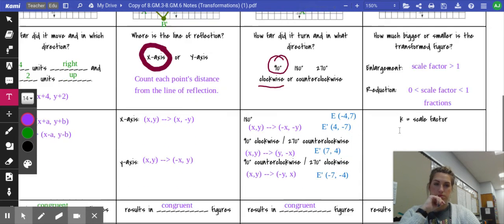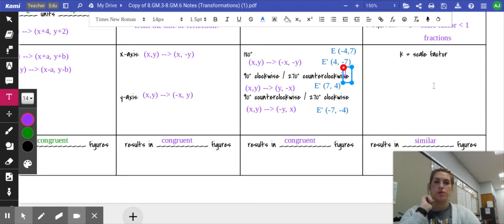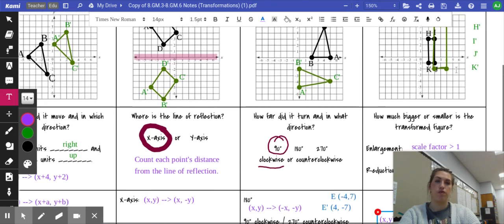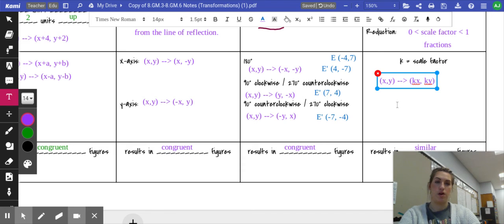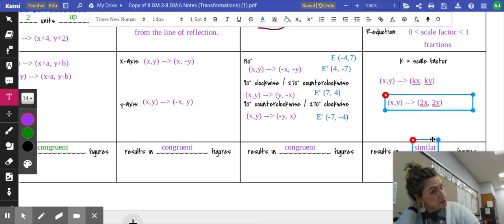We did this one together. And so let's finish up here. So scale factor, we said we multiply by our coordinate points, right? So x and y will turn into k, or scale factor, times x, scale factor times y, whatever that is. So for this example, our scale factor was 2. So x, y became 2x, 2y because we were multiplying by our scale factor of 2.